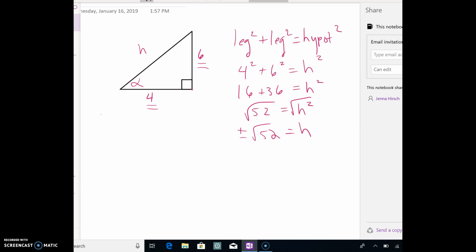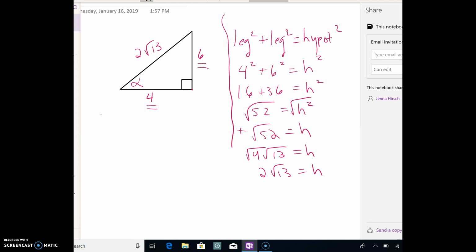Notice 2 things. Remember that h represents the hypotenuse, which is a distance, so it's not going to be negative. It's only going to be positive. We have an extraneous solution here. And also notice that we can simplify the square root of 52. It's not in simplified radical form because we can write that as the square root of 4 times the square root of 13, since 52 divided by 4 is 13. So this tells us the hypotenuse is equal to 2 square root of 13. Let's fill in that side. So this is 2 square root of 13.